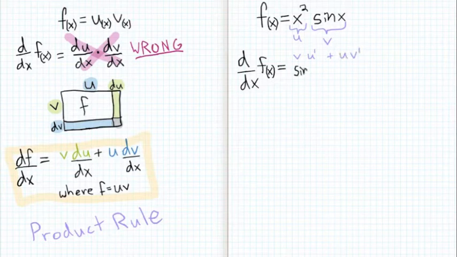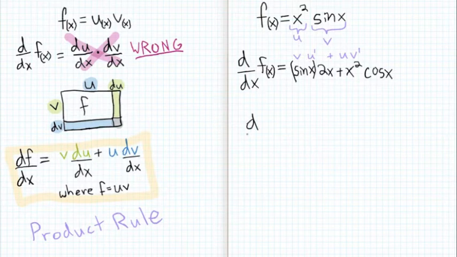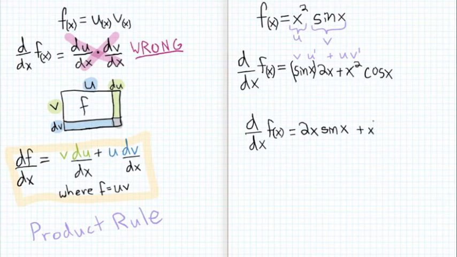Now we can start solving. v is sine of x, and then u prime is the derivative of x squared, so that will be 2x. Then we'll add to that u, which is x squared, times v prime, which is the derivative of sine of x, which is cosine of x. Now usually I like to write my coefficients in front of sine and cosine, so we can rewrite this as 2x times sine of x plus x squared times cosine of x. And that's how you calculate derivatives using the product rule.